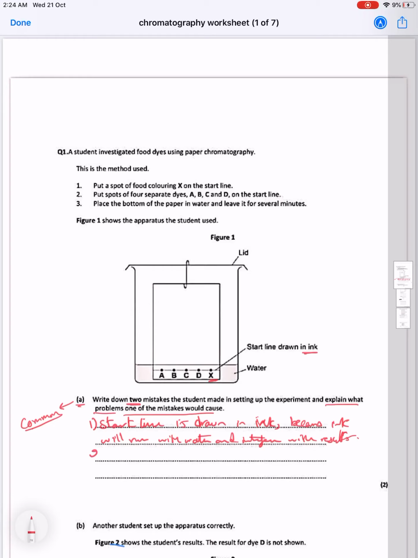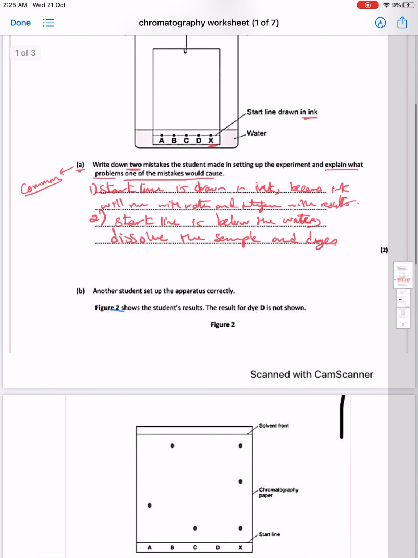Now the second mistake, as you see here, is that the baseline with all the samples is below water. So I would write that the start line is below the water. So why is it a mistake? Because it will dissolve the sample, which is the food coloring, and the dyes as well. Okay, so those are the 2 mistakes, and I mentioned that this is a very common question.